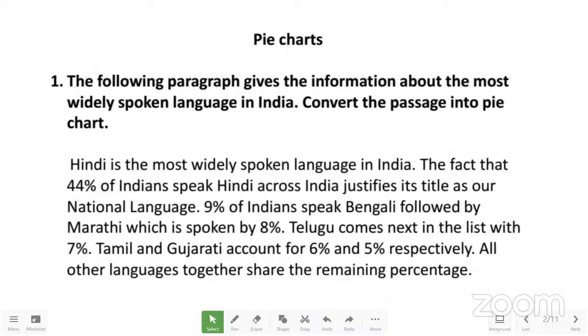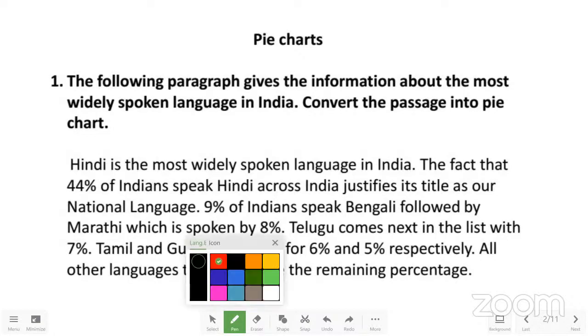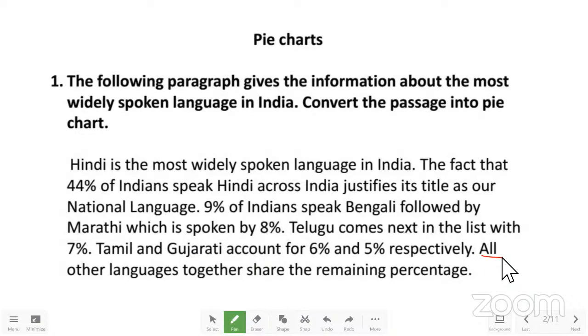Yes, I had explained to you how a pie chart is a round, even number. You will never have an uneven number. And read the passage clearly. Here he says, very clearly, all other languages share the remaining percentage. Don't go by only the percentages given. If the percentages are given and calculated, it will be an even number.